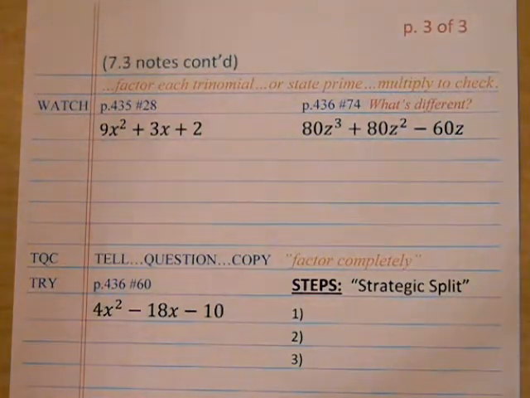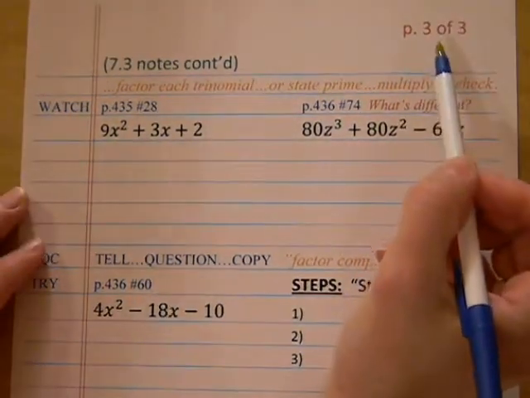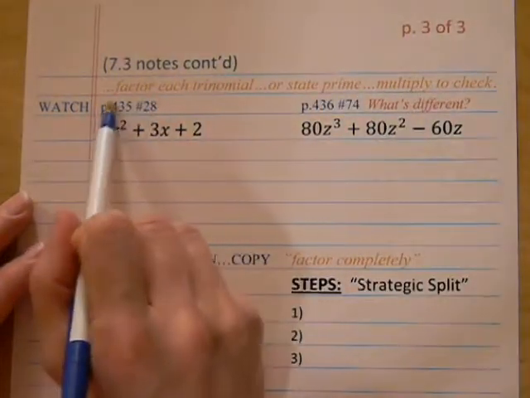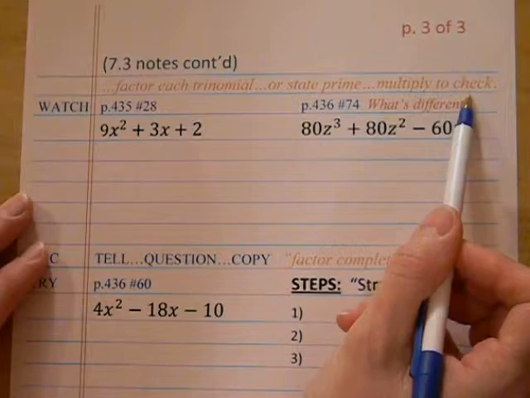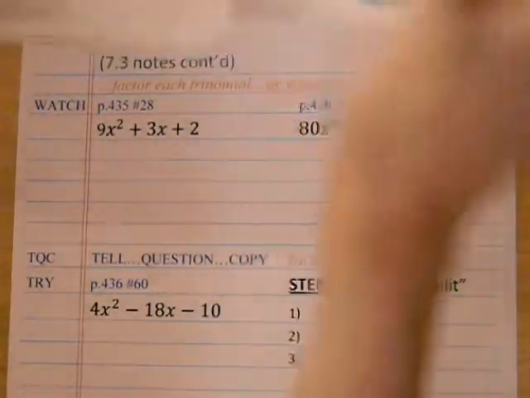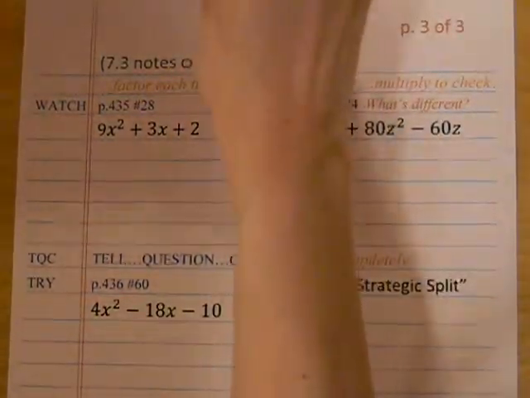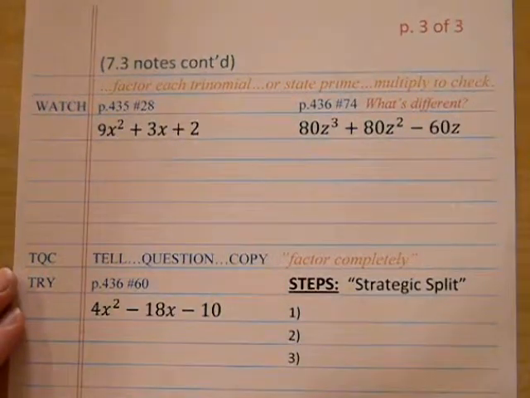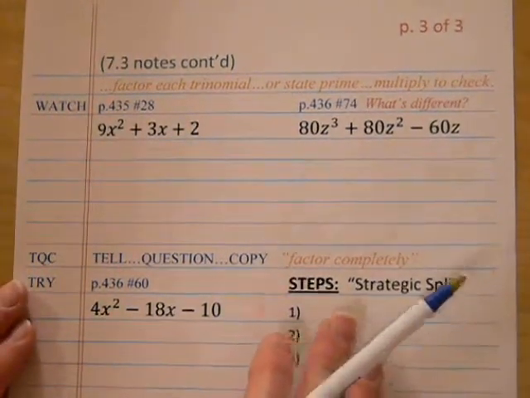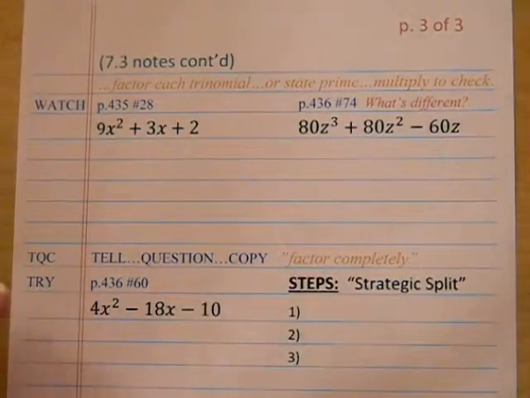And we'll just keep practicing here. We're at the top of page 3 for the notes for 7.3. Same instructions: factor each trinomial or state that it's prime, multiply to check. And I don't believe you can see all the steps here on the notes, so we'll fill those in when we get to the bottom part of the page.